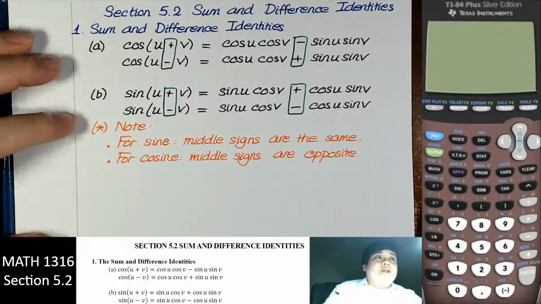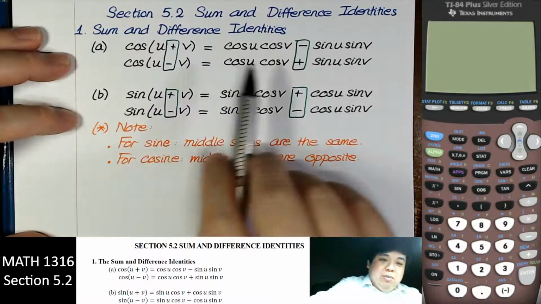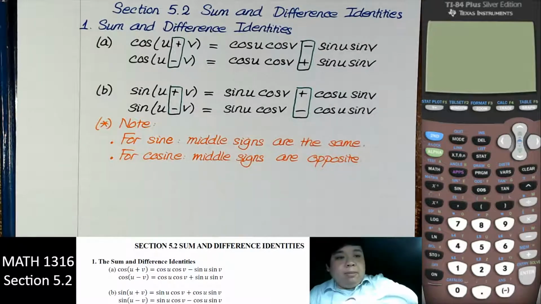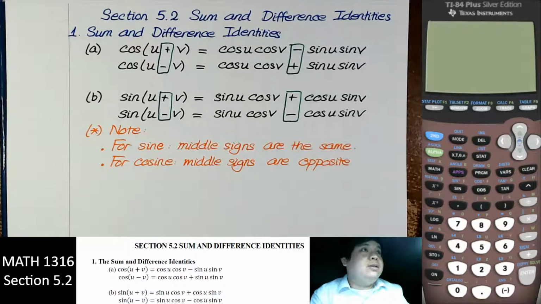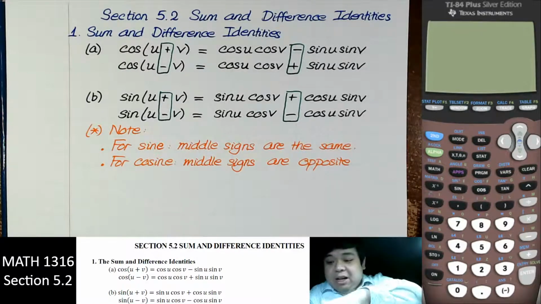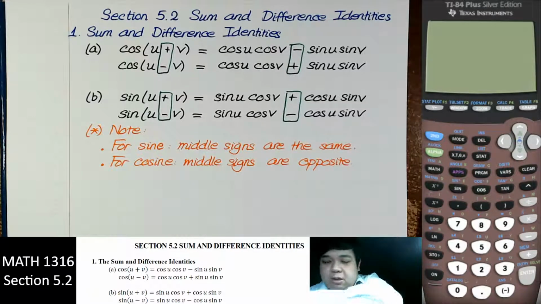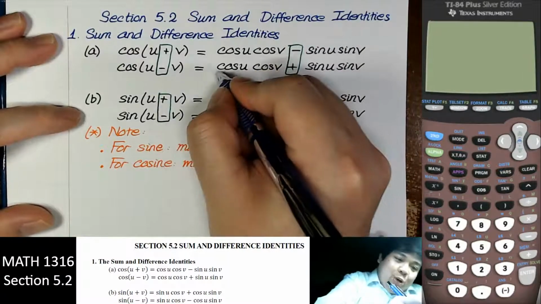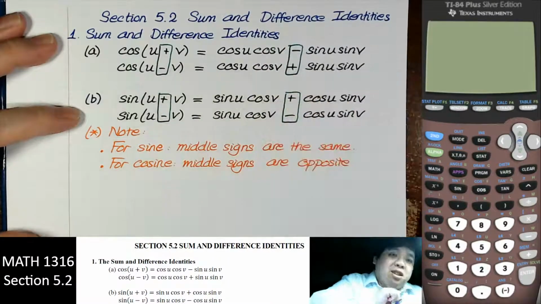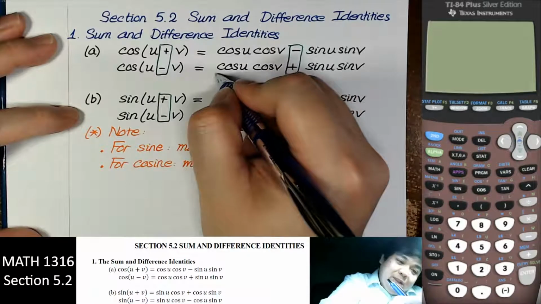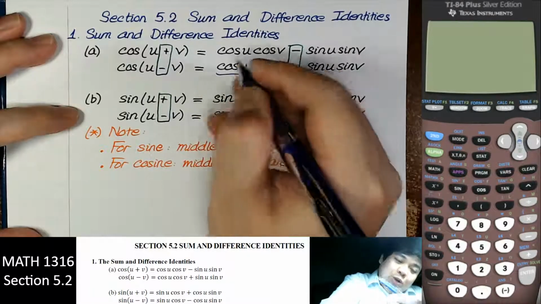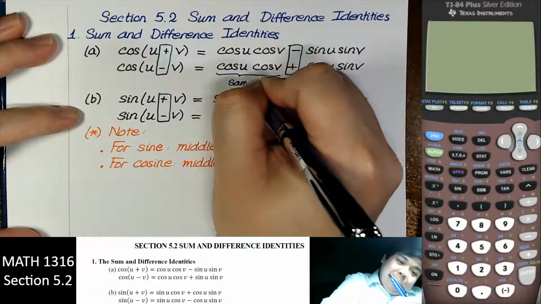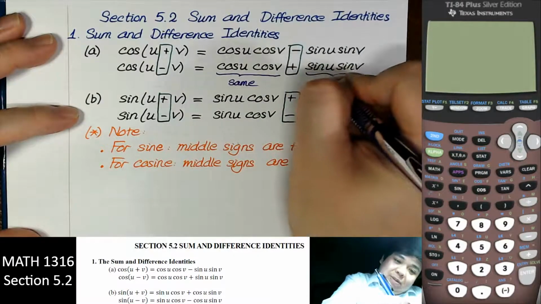Right. So that's the first thing that we need to know. In the middle, cosine is opposite and sine will be the same. Now the second observation is this. For cosine, you see cosine, sine, so the function will be the same. Those two functions are the same, and these two are the same.